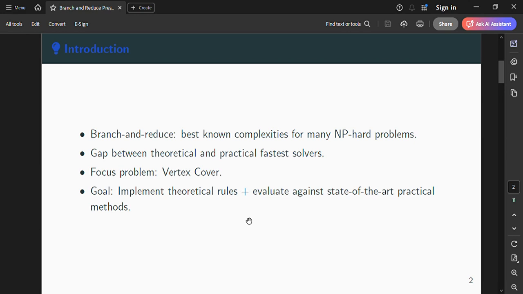The fastest practical solvers are usually branch and bound or LP-based branch and cut methods. These rely on strong lower bounds and cutting planes rather than the large sets of reduction rules from theory. The goal of this study was to see if a purely theoretical branch and reduce approach with its many rules can actually be competitive with the best practical solvers in real world and benchmark graphs.